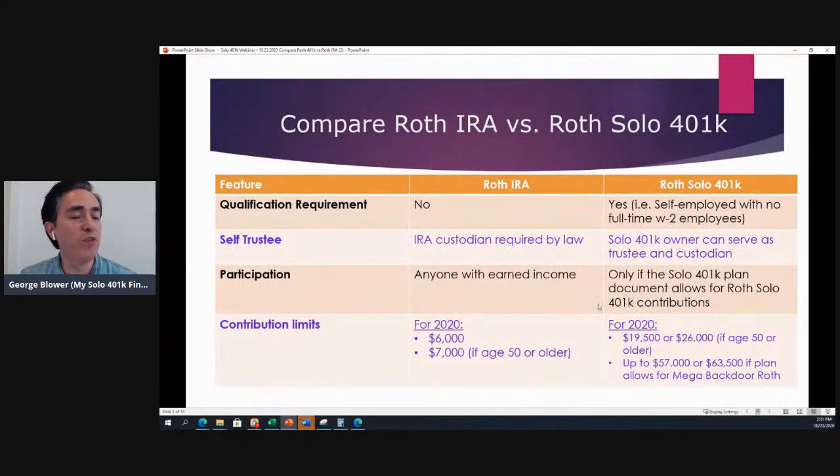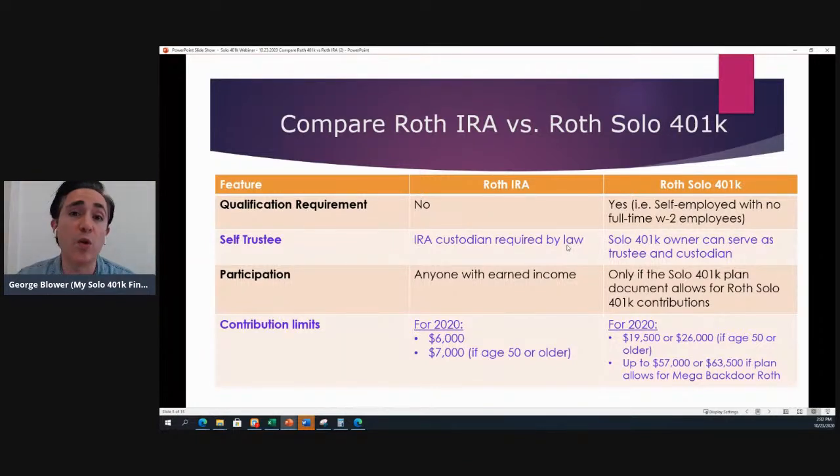We've got a number of pages here laid out in chart form to help us go through these key differences. The starting point here is qualification. To set up a solo 401k, whether it's a Roth solo 401k or a pre-tax solo 401k, you have to be eligible. You have to qualify. You don't have that same qualification requirement for a Roth IRA. To make Roth IRA contributions, you really just have to have earned income, and you have to be below the AGI limit. So you can't make too much money.